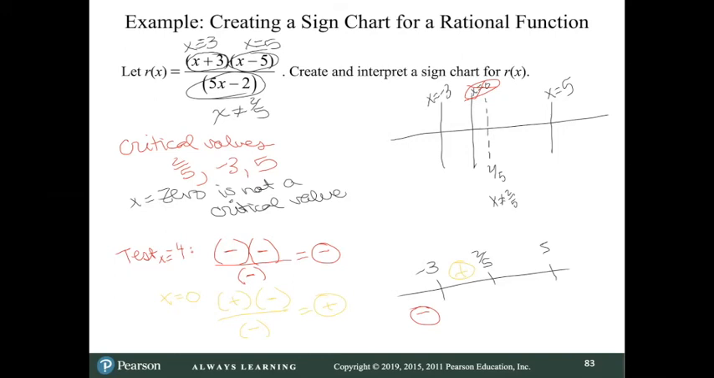Next, we're going to test a number between 2/5 and 5. 1 is in there. 1 is a nice number to test. So I'm just picking a number, but I'm picking a number that's going to be easy to substitute into my function. 1 plus 3 is positive. 1 minus 5 is negative. Divided by 1 times 5 is 5, minus 2 is positive. So this is negative.